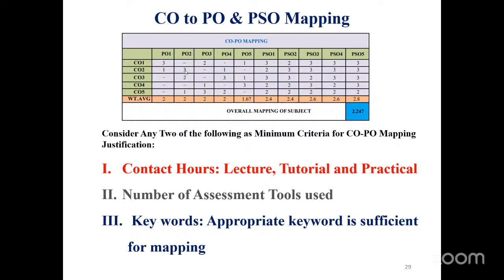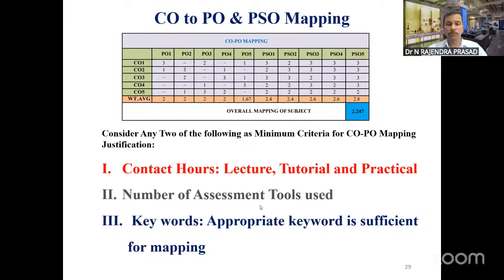How do we get this number? That is the question. CO-PO and CO-PSO mapping is very important. We do this by following any two of these criteria. Criterion number one is based on the contact hours, whether it is lecture-based, tutorial-based or practical-based teaching, how many contact hours we have to dedicate.